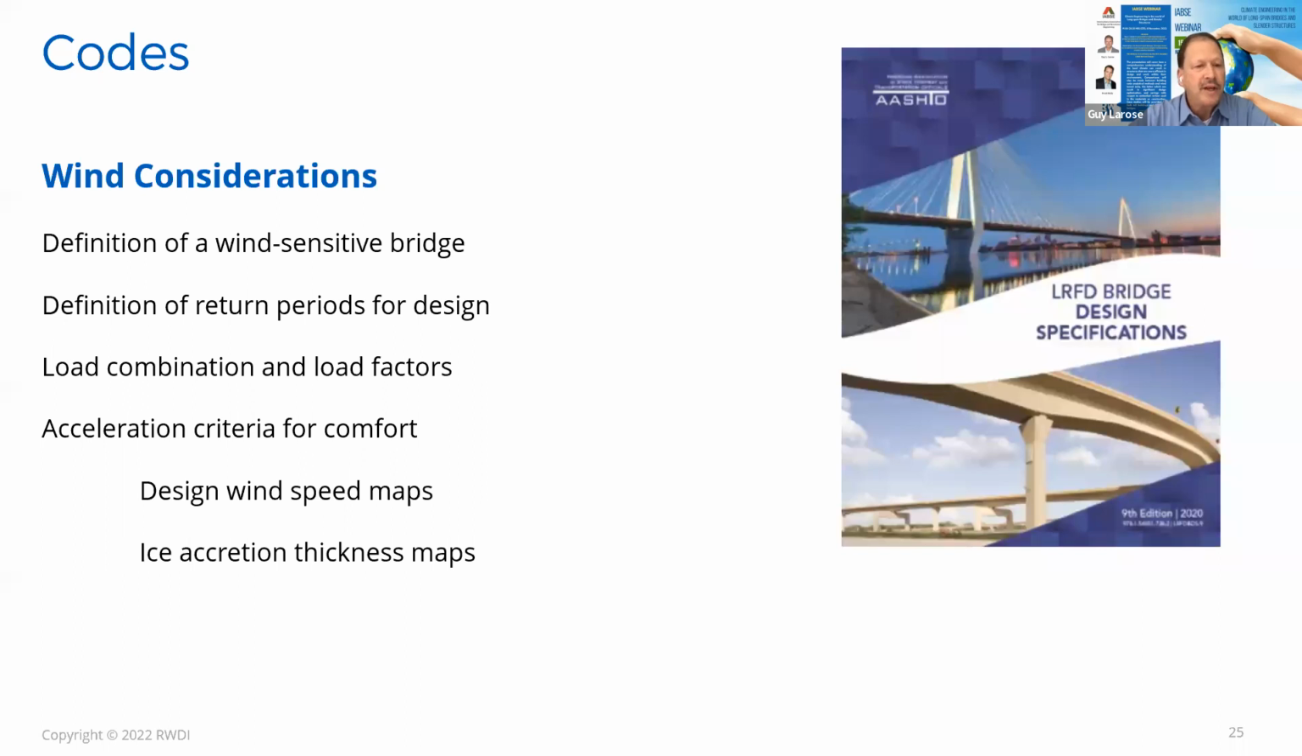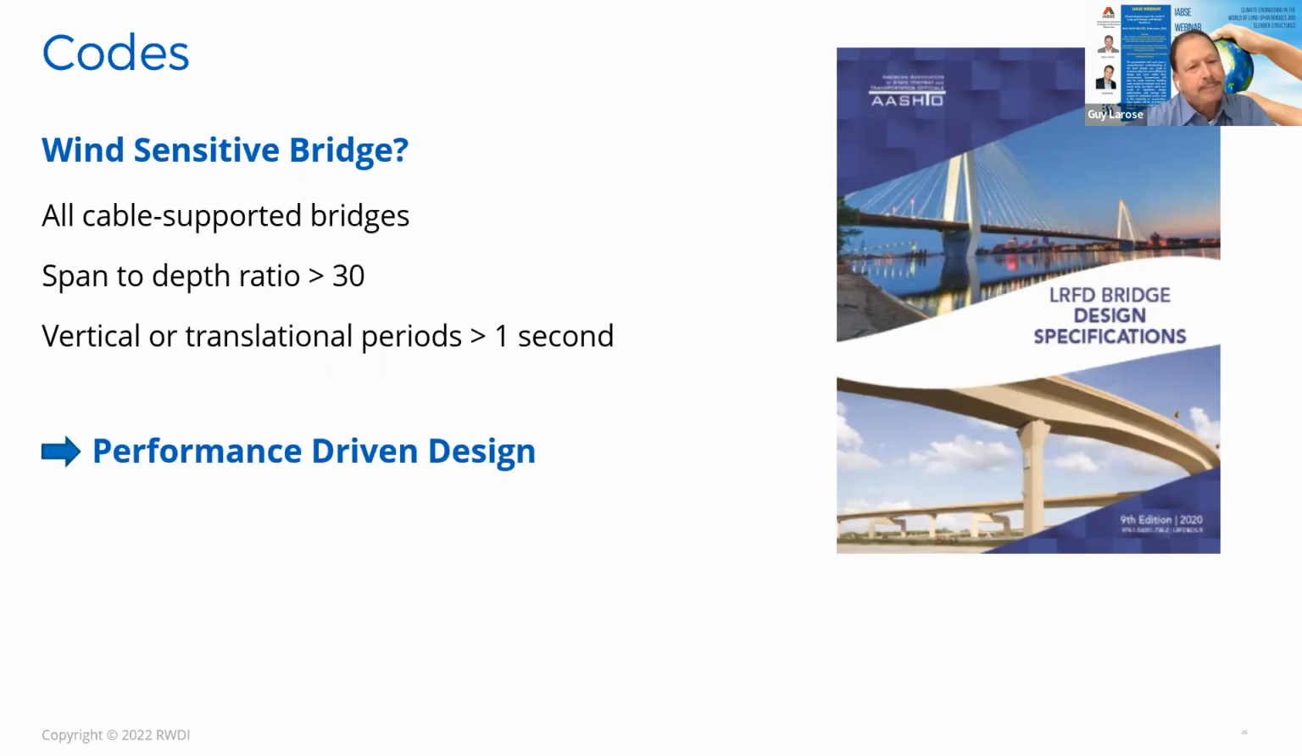You get the load combinations and load factors to be used for design. You also get criteria in terms of acceleration for comfort of the users of the bridge as a function of wind speed. And sometimes, or all the time, you get design wind speeds from maps and also accretion thickness from maps. In some cases, you don't have to use those maps. I will explain why. Next slide, please.